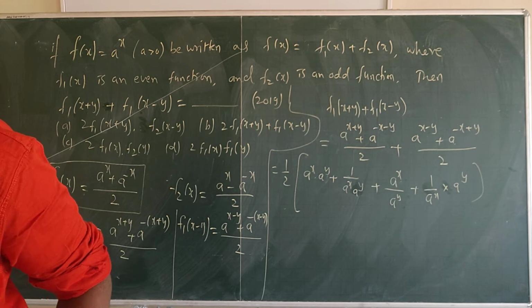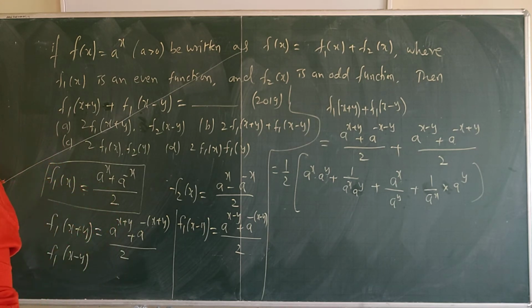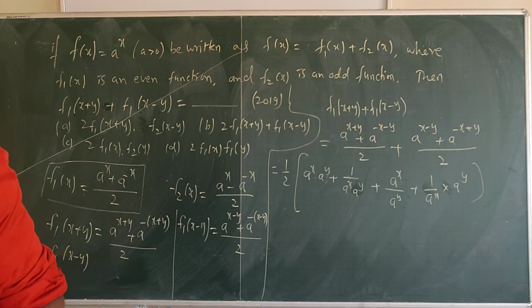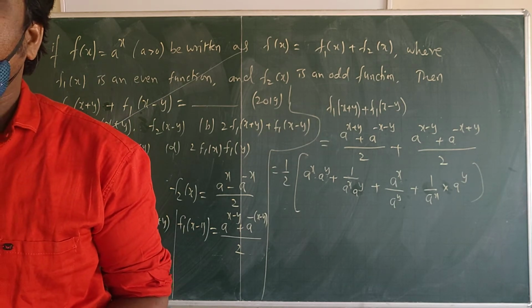Any doubt? Still you are feeling? See, a power x minus y can be written as what? a power x into a power minus y. A power minus y can be written as 1 by a power y. So I wrote correct only, na, right? Is it clear? Or still you have doubt?